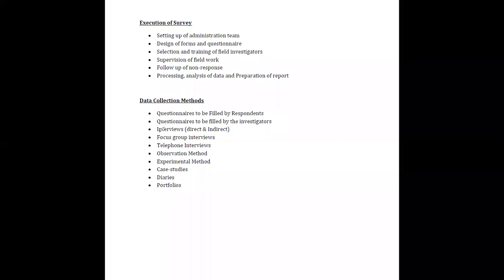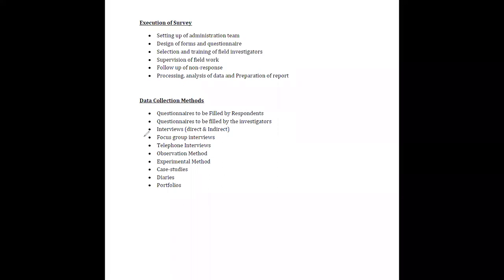And then interviews, which can be direct or indirect. If it is a set of students, then you can take each student one by one, have an interview with that student, and then grab all the necessary data for your study.